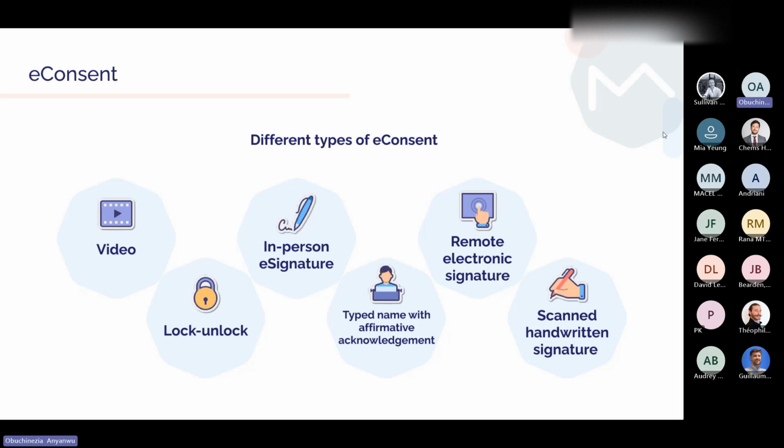We also have the lock and unlock form of eConsent, whereby in order for a patient to complete a document, they need to go through the document, read it, and understand it in order for it to be unlocked. So this is quite a good way to gain informed consent. Before they can go to the next part, they need to have understood the preceding section fully.